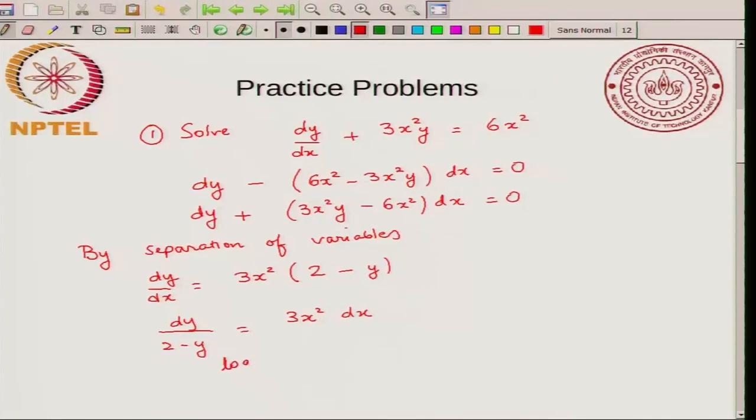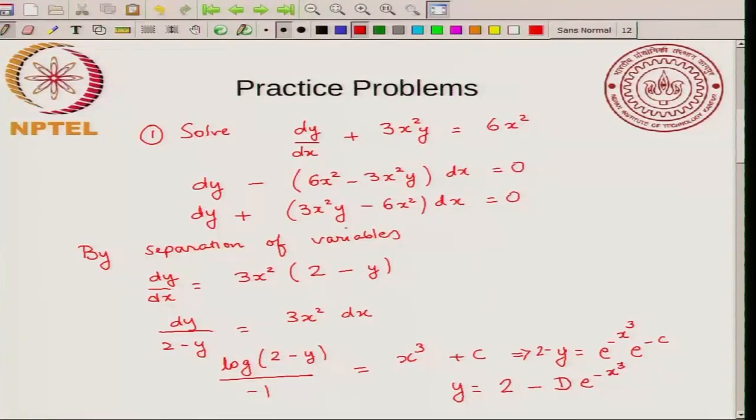you will get log of 2 minus y divided by minus 1 equal to x cube plus constant. If I go ahead and multiply it out, I'll get 2 minus y is equal to e raised to minus x cube into e raised to minus c, where c is the arbitrary constant. Now I can write y is equal to 2 minus e raised to minus c, which I can just call some constant d, times e raised to minus x cube. So this is the solution.